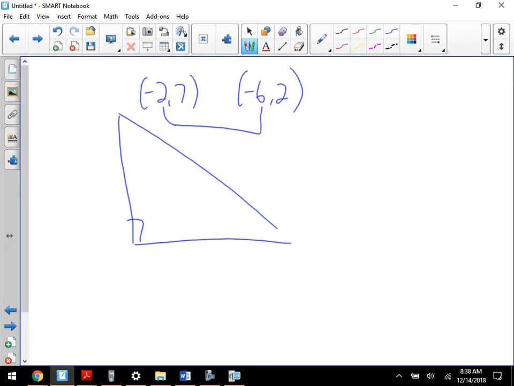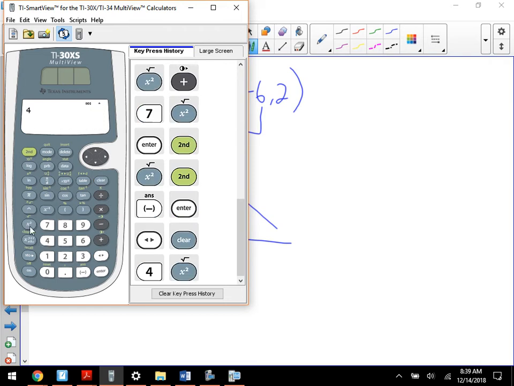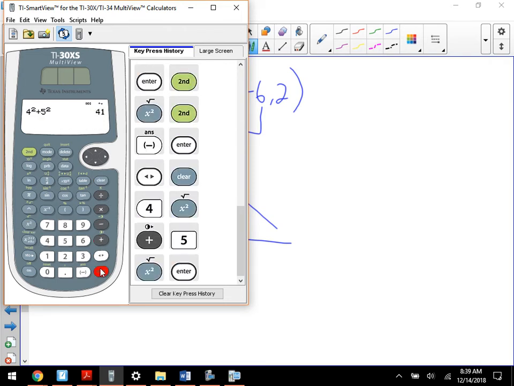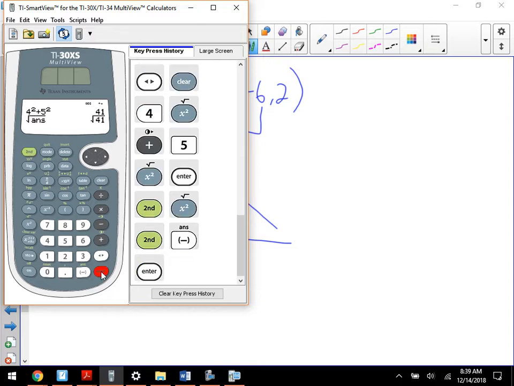Distance, is distance positive or negative? This is always positive. How far apart is 7 and 2? So then you just throw that in your calculator, 5 squared plus 4 squared. And then it gives you, like I said, it'll do simplified radical form. Yeah, you get square root of 41. That's what simplified radical form means.